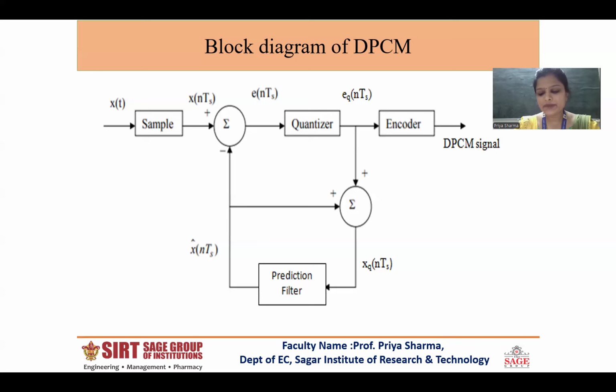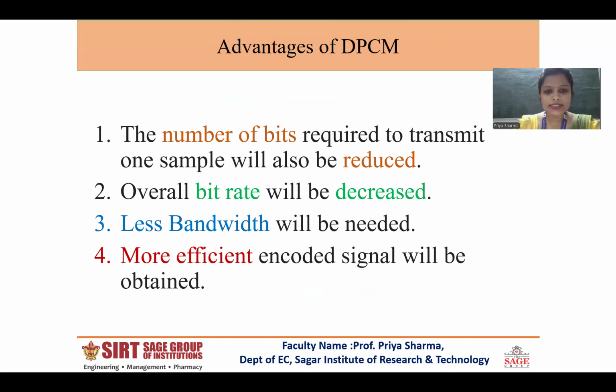So this is DPCM. I think you have understood the difference between DPCM and PCM. In PCM, the analog signal is simply converted to a discrete form, but in DPCM, the difference between the samples and the preceding samples is sent as a signal. Coming to the advantages, the number of bits required to transmit one sample will be reduced, as the name suggests, since the difference between two samples is being sent. The overall bit rate will decrease automatically, bandwidth will be less, and a more efficient encoded signal will be obtained.